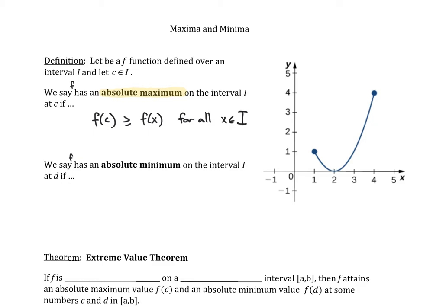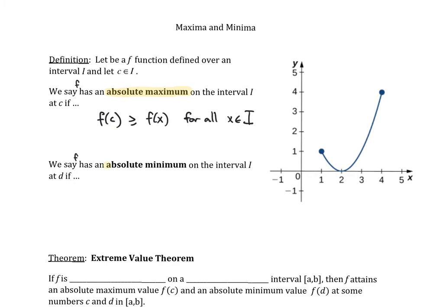Now, an absolute minimum is going to occur when our f of c is less than or equal to f of x for all x in I. Okay?